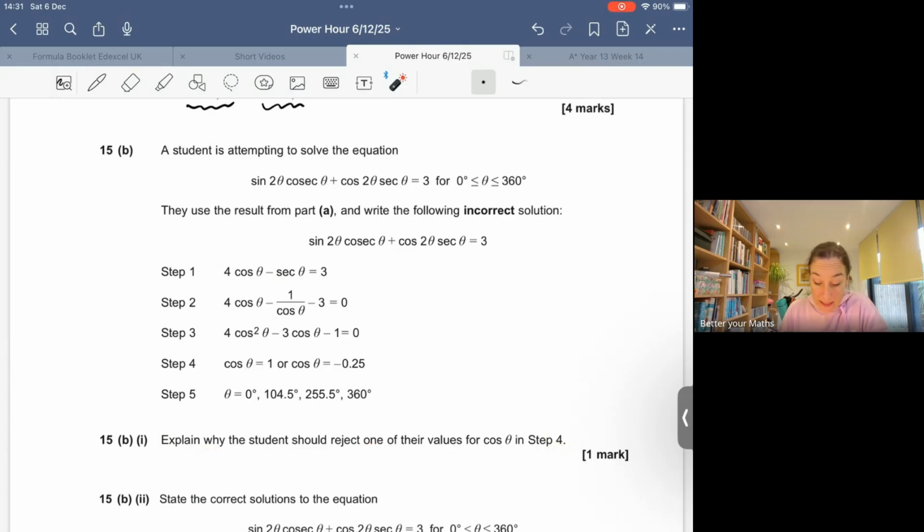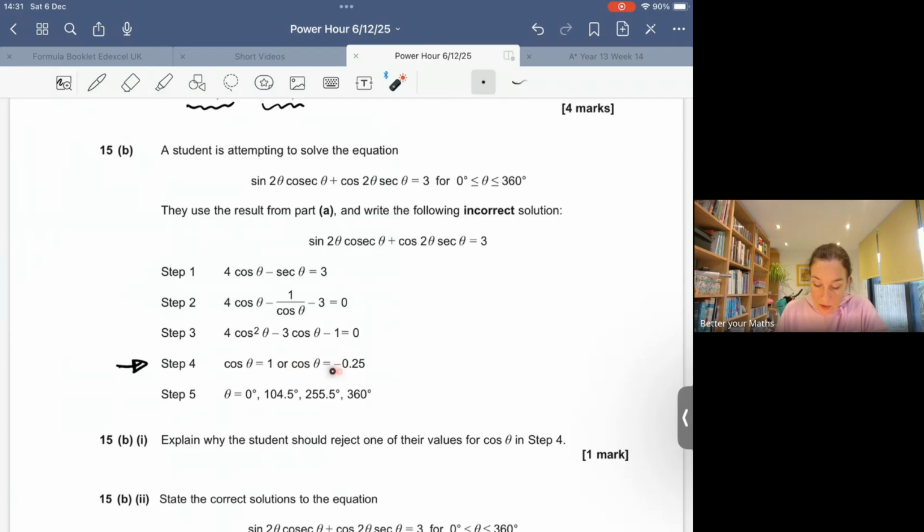Yeah, so here they say, explain why the students should reject one of their values for cos theta in step 4. Because sometimes we are almost sure that there is a mistake, and we spend 5 minutes reading all the steps, thinking, where is the mistake, where is the mistake? And maybe in the questions they are telling you where the mistake is. Yeah, so don't waste time, just skip. Instead of reading the whole solution, see where the mistake is. So he does this, is all correct, yeah?